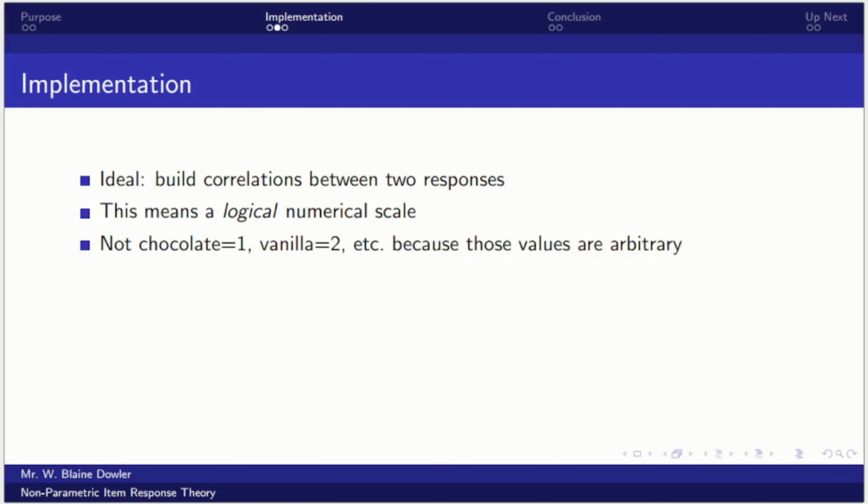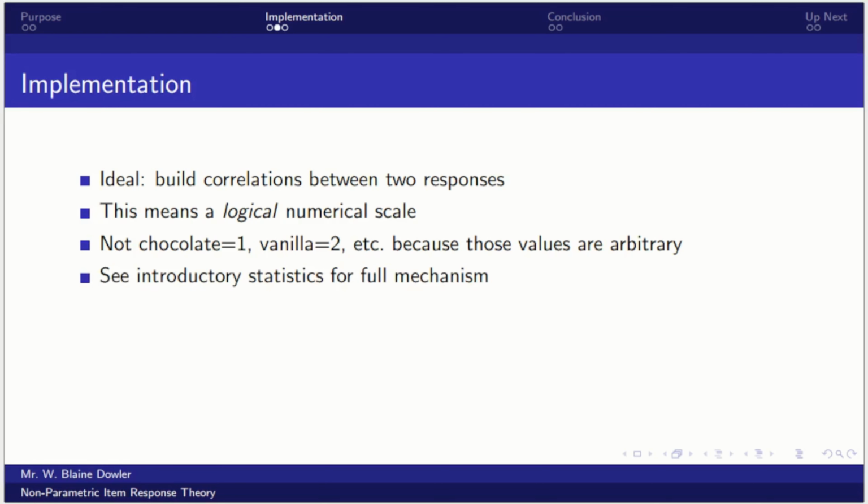Sometimes there's an instinct to assign numerical values to things just to make a numerical scale. For example, if you're trying to compare sales of ice cream flavors, you might say, okay, chocolate's 1, vanilla's 2, and so forth. That doesn't fit the requirements of correlations because those values are arbitrary. There is no reason to say chocolate has lower value than vanilla, which has lower value than strawberry, and so forth. Those numerical assignments become arbitrary. There has to be some sort of progression for correlations to work effectively.